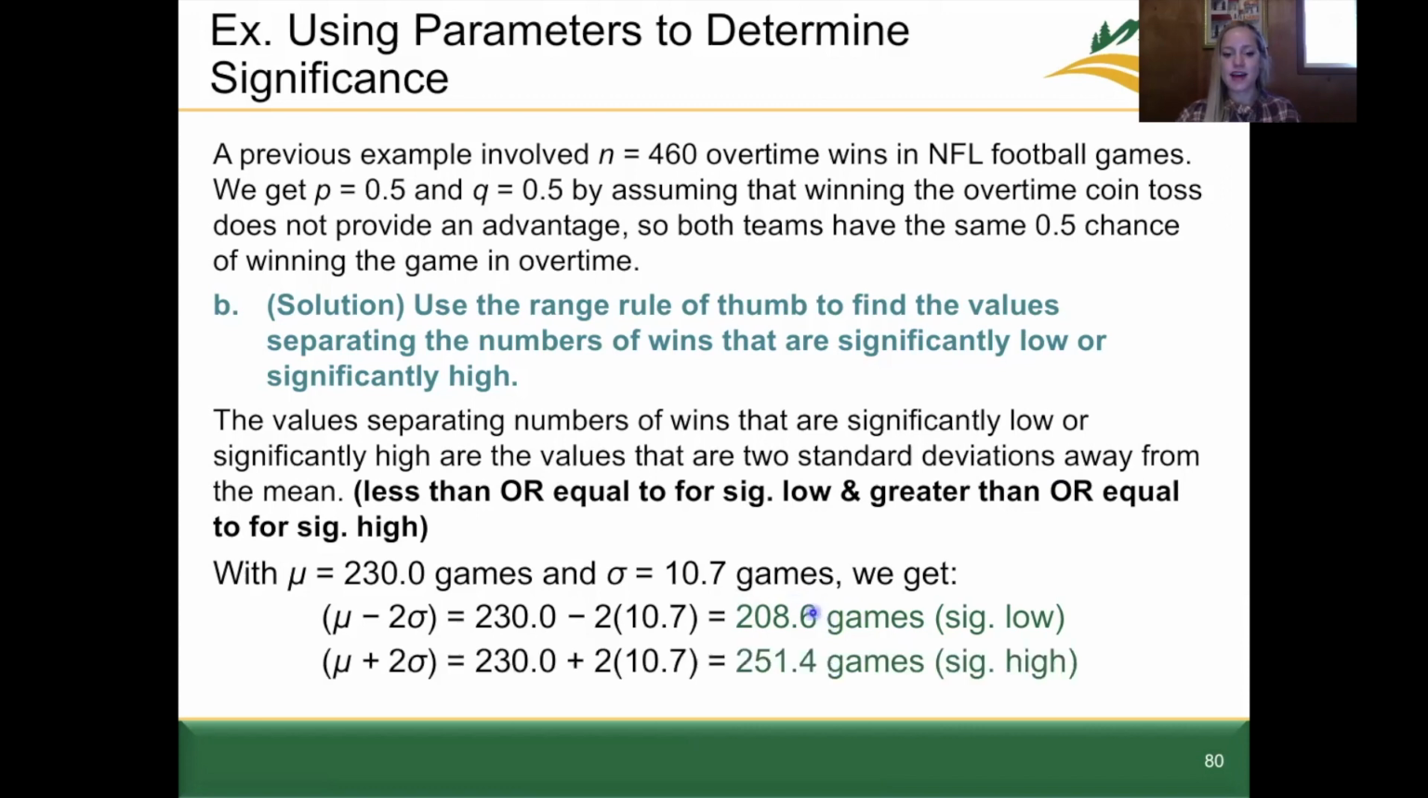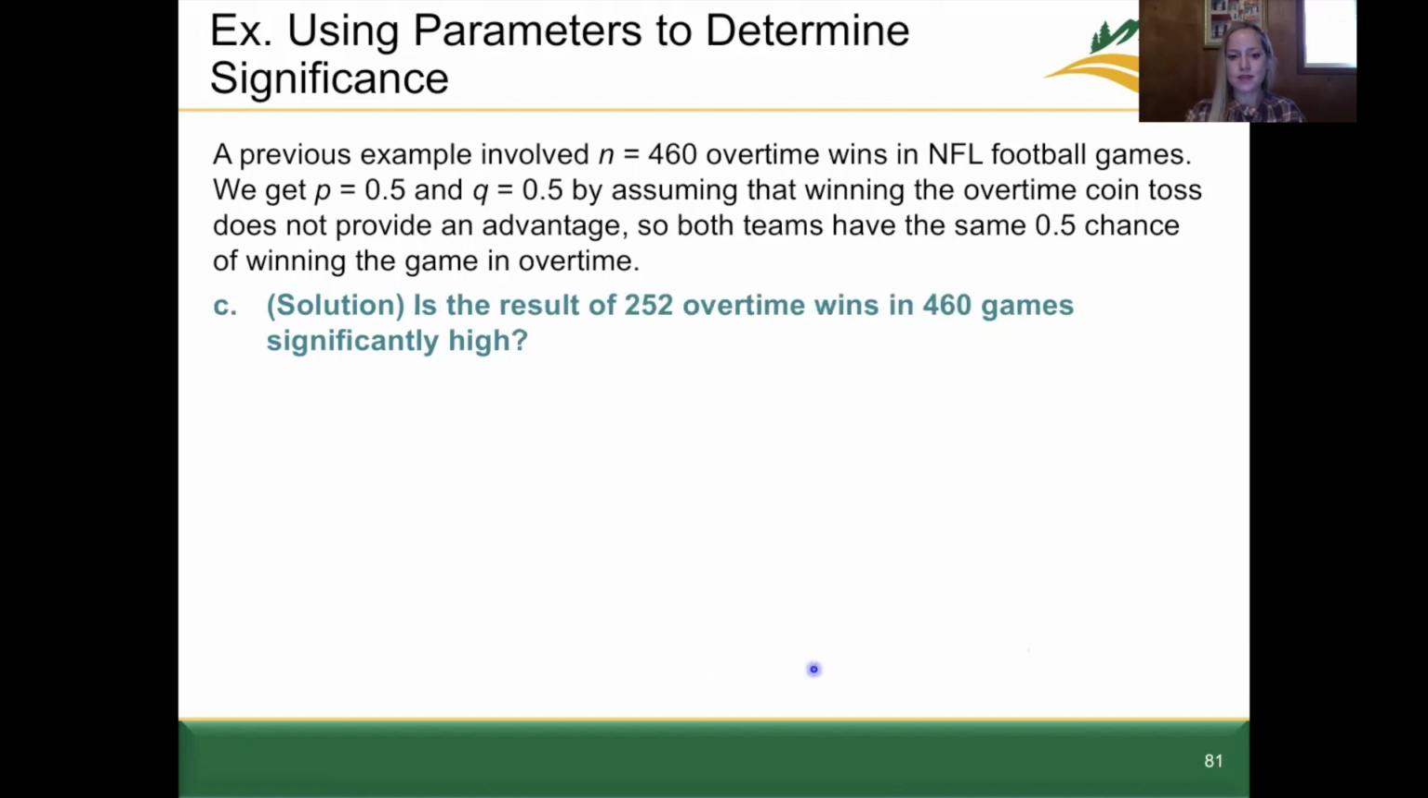For significantly high, we take mu plus 2 times sigma, and we get 251.4. Remember our order of operations, we're always going to multiply these first and then do this addition or the subtraction. So what this number is telling us is that 251.4 games or more is a significantly high number of games.